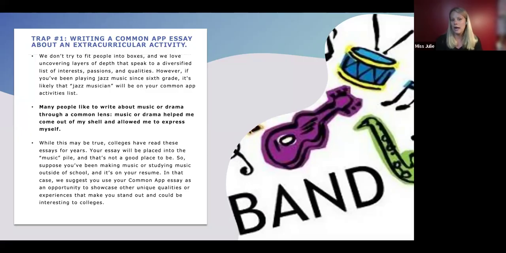Many people like to write about music or drama through a common lens. I've already read quite a few Common App essays this year about music. Music or drama helped me come out of my shell and allowed me to express myself. If that's your story, you don't want to write about that for your Common App essay. You don't want to write about how music or a play helped you come out of your shell, helped you find your confidence and allowed you to express yourself more. That essay is written many, many times and would not be very unique. While this may be true, colleges have read these essays for years, and your essay might be placed into a music pile, and that's not what you want. So suppose you've been making music or studying music outside of school, and it's on your resume.